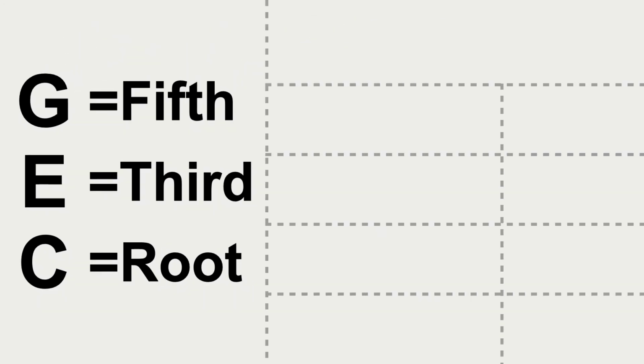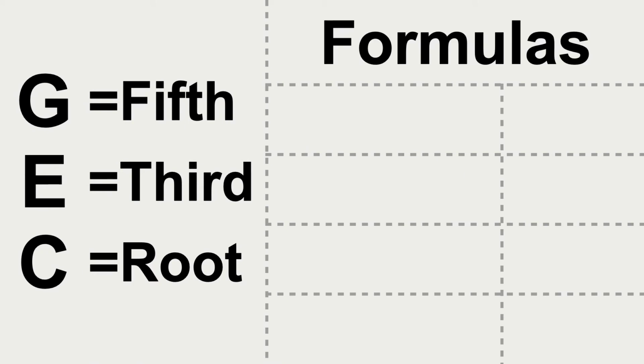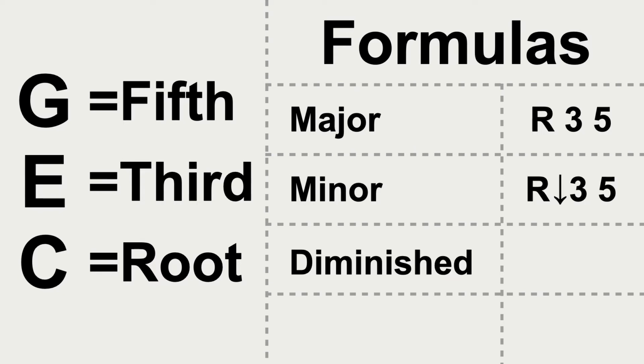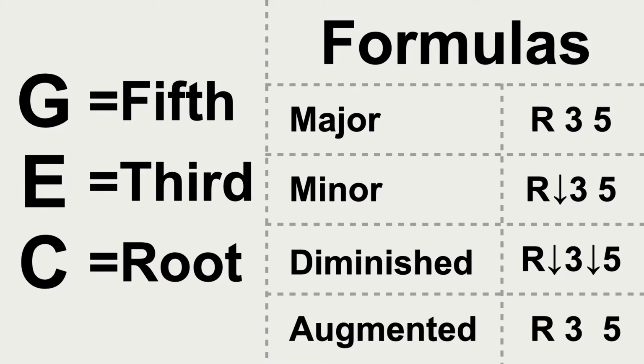There are 4 different triad qualities that follow these formulas. A major triad is root third fifth. A minor triad uses the root third fifth, except you lower the third. A diminished triad uses the root third fifth, except you lower the third and the fifth. And an augmented triad uses root third fifth, except you raise the fifth.